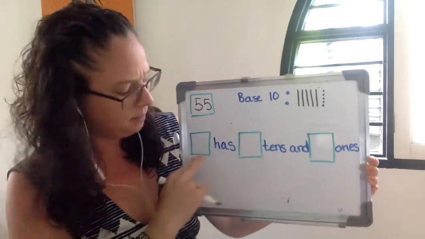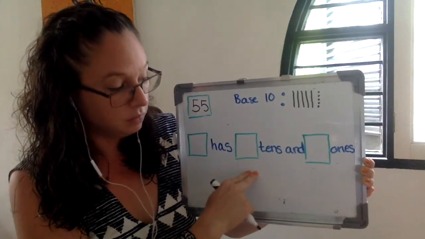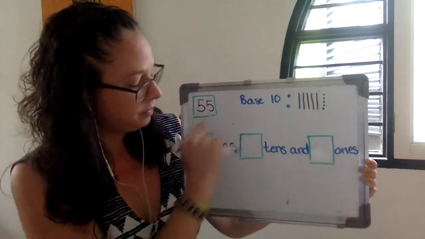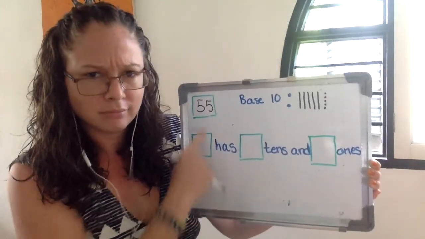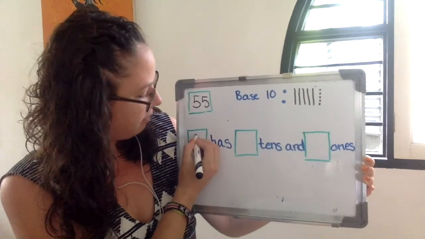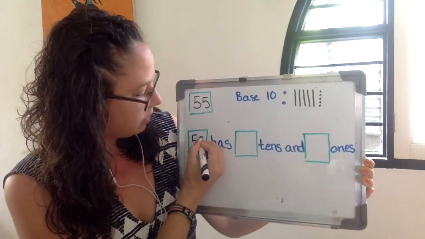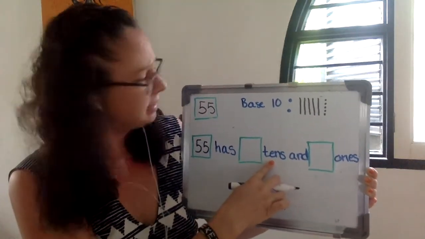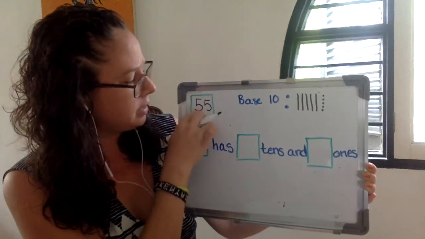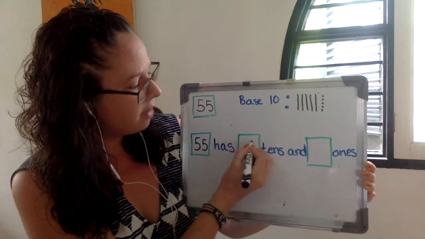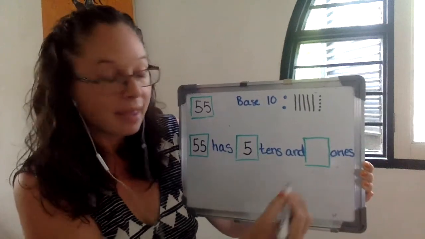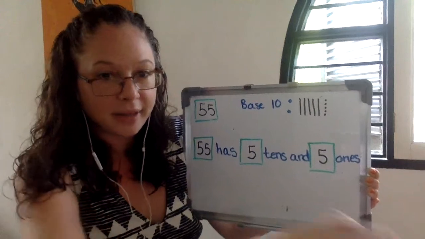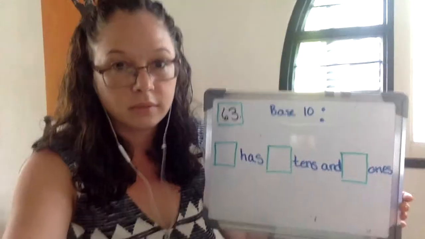Let's read it as is. Has tens and ones. What do you think goes here? That's right, 55. 55 has how many tens? Now I'm going to go to the tens column and write 5 tens and 5 ones. Now let me erase this and we'll try another number.